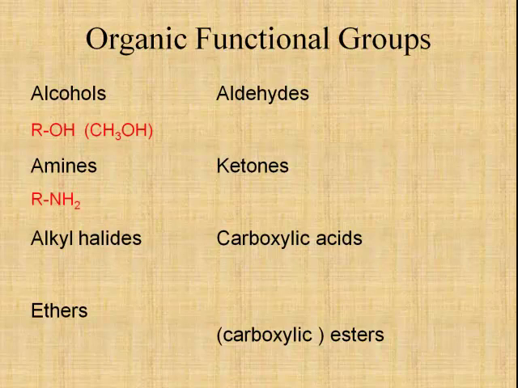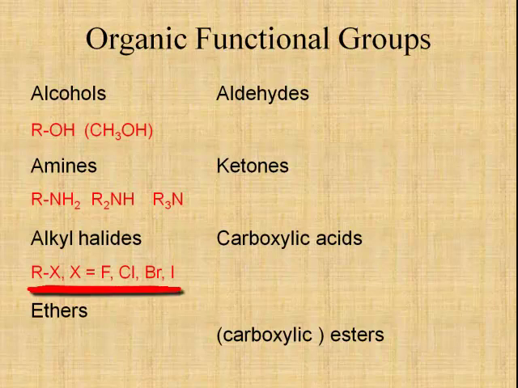Amines are organic molecules that contain nitrogen. So nitrogen can have one R group, two R groups, or three R groups attached to it. Alkyl halides have some organic group, and that will be attached to a halogen: fluorine, chlorine, bromine, or iodine. Ethers have two R groups attached to an oxygen.